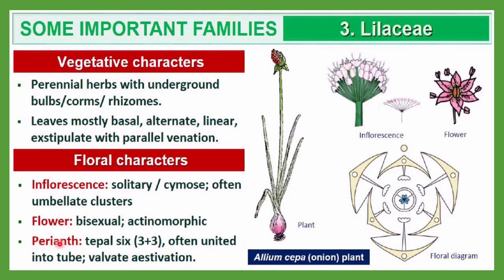Whenever the flower has a perianth, calyx and corolla cannot be distinguished. You cannot identify whether it is corolla or calyx, so that structure is called a perianth, and each individual member of the perianth is called a tepal. Here 6 tepals are there, in 2 whorls or circles, which is why it is written 3+3, often united into a tube. The aestivation is valvate. This is the floral diagram: it indicates the tepals, 3 outside and 3 inside, which is why it is written 3+3, often united into a tube, with valvate aestivation.